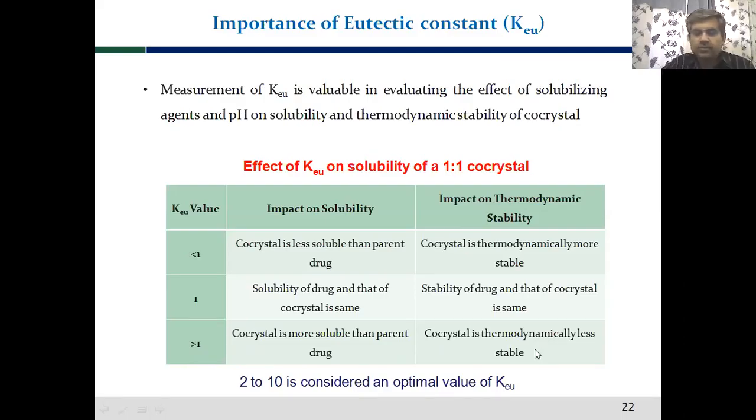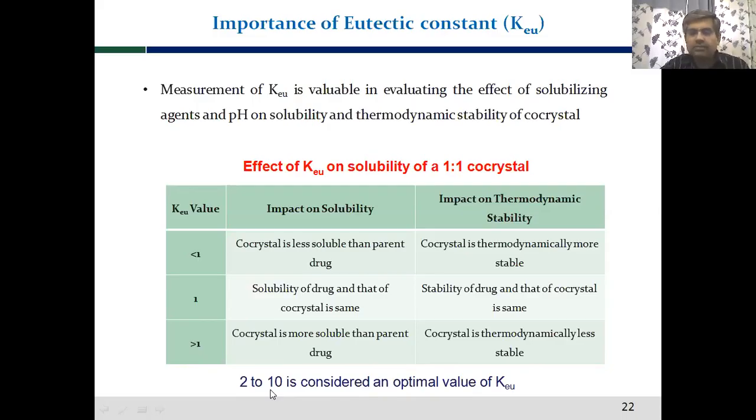So in terms of pharmaceutical utilization, a K eutectic value of 2 to 10 is considered to be optimal, because it will provide the desired improvement in the solubility, as well as the thermodynamic stability of the co-crystal would be acceptable. Sometimes what happens is that you get a eutectic value of 1000 or even more.